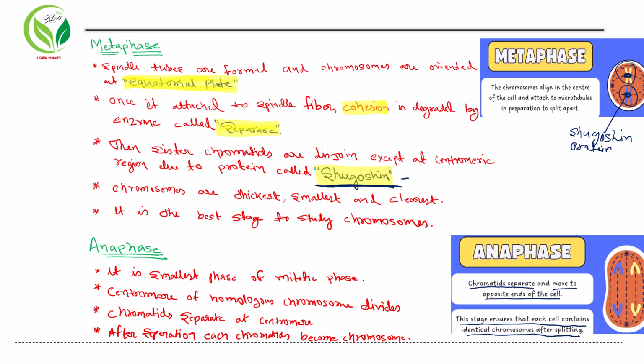Okay. So here are the chromatids. These chromatids are moving toward the opposite pole. Okay. Towards the opposite pole. And the centromere of the homologous chromosome divides, and then chromatids separate at the centromere. Chromatids separate at the centromere. After separation, each chromatid becomes a chromosome. Okay.